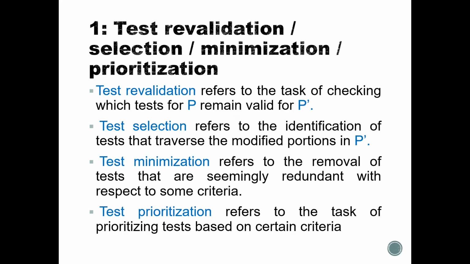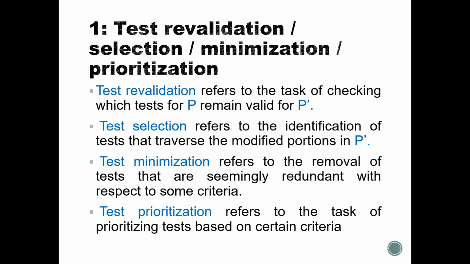So let's go first with the first point: test revalidation, selection, minimization, and prioritization. These are the steps that we follow in regression testing. The first step is test revalidation. It refers to the task of checking which tests for P still remain valid for P dash, because you don't want to use the entire test suite. You want to come up with certain test cases that are valid for P dash. This is the revalidation process.